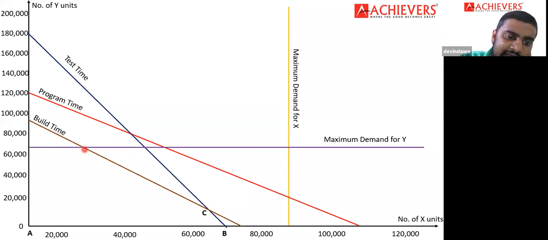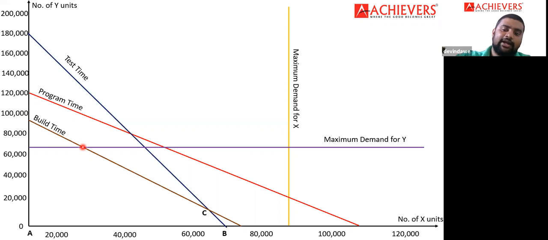Again, this is where two constraints are intersecting with each other. The two constraints now are build time and maximum demand for Y. The new constraint I'm hitting is maximum demand for Y, which is 66,000. Hitting this means I have reached the maximum demand for product Y and can't sell any further. When you meet a resource constraint, it means you are out of resources to produce more units.